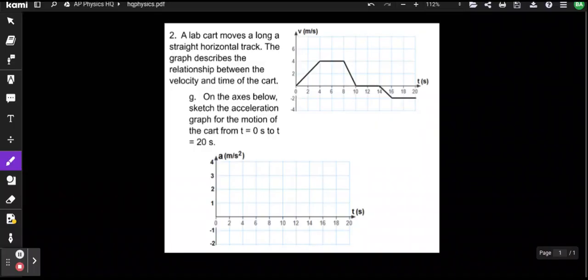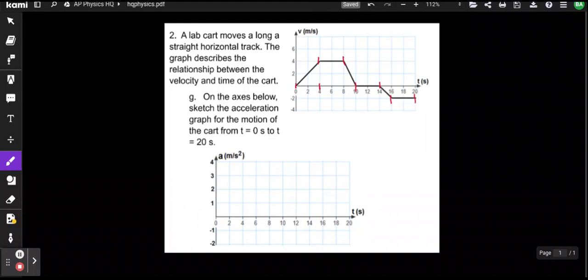Okay, lastly, part G is asking, on the axis below, sketch the acceleration graph for the motion of the cart from 0 seconds to 20 seconds. Okay, so remember what we talked about. The slope of a velocity graph will give us acceleration. And because our velocity graph is once again linear, we don't have to use any calculus or derivatives to figure this out. So let's break this into sections of the linears that stay the same. So 0 to 4, 4 to 8, 8 to 10, 10 to 14, 14 to 16, and then 16 to 20.